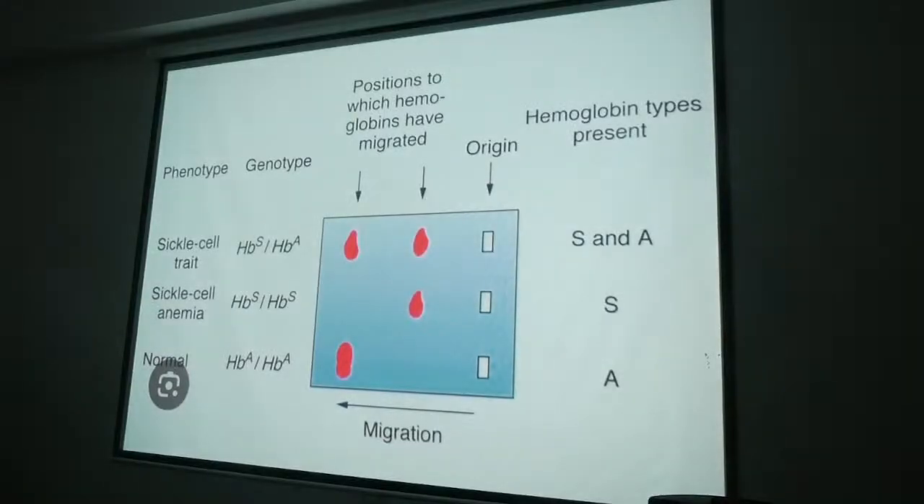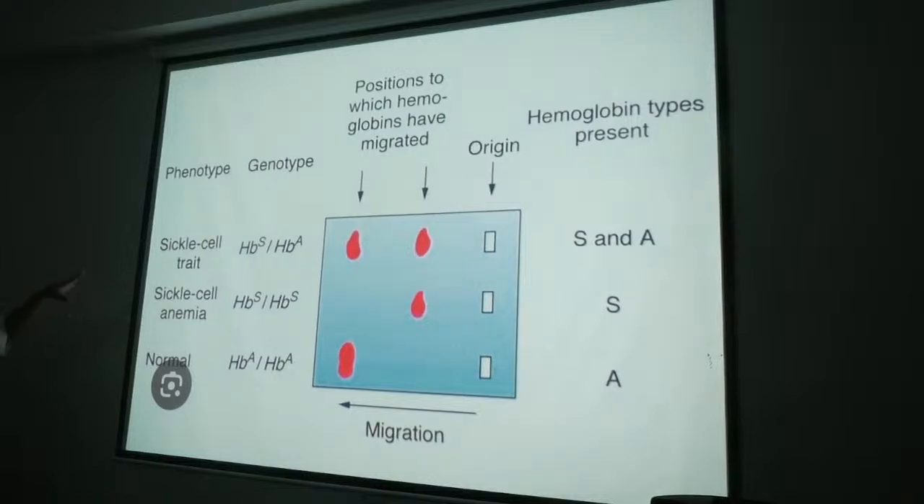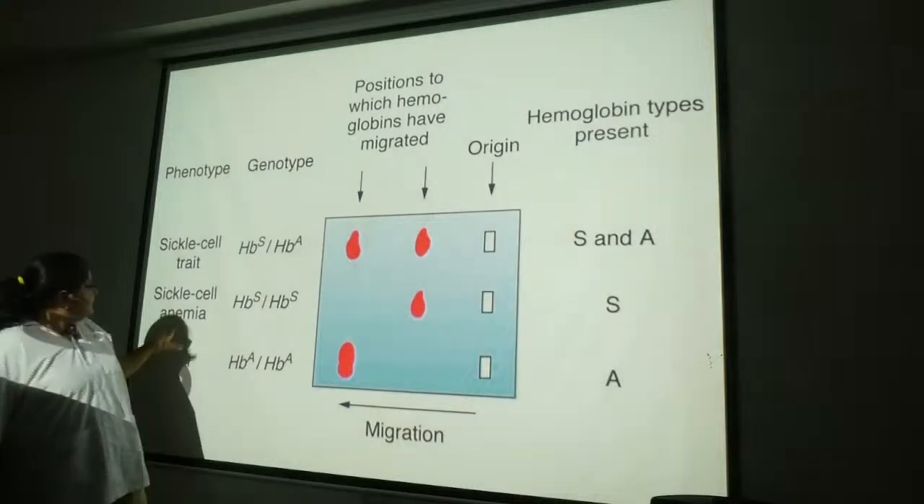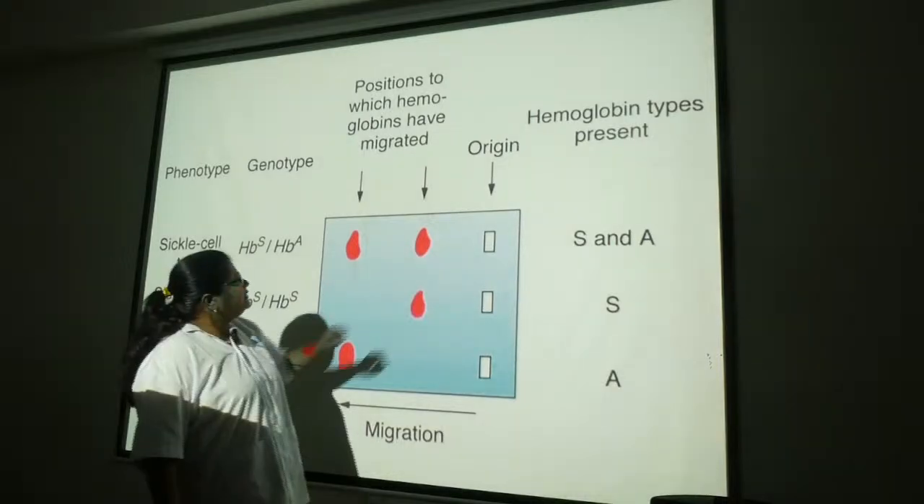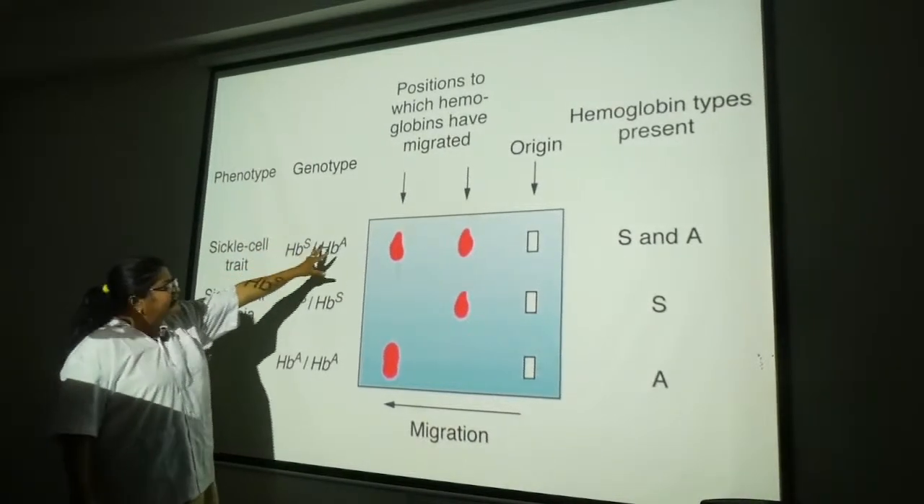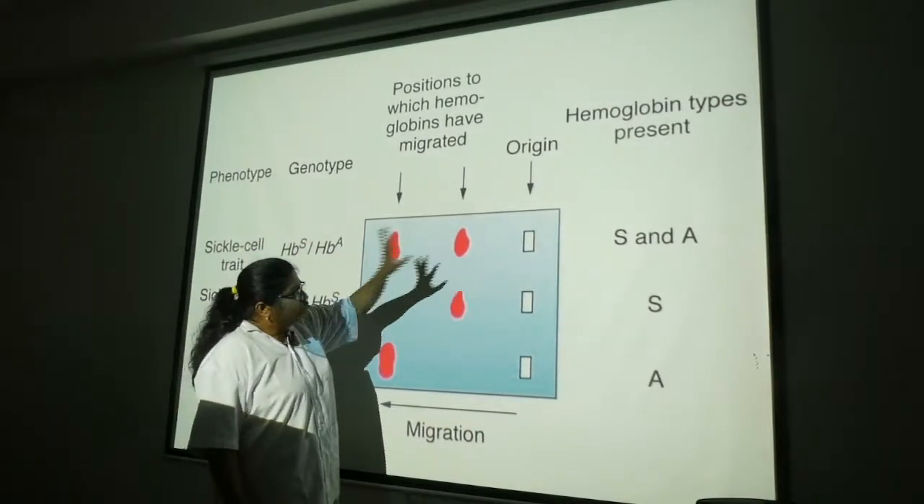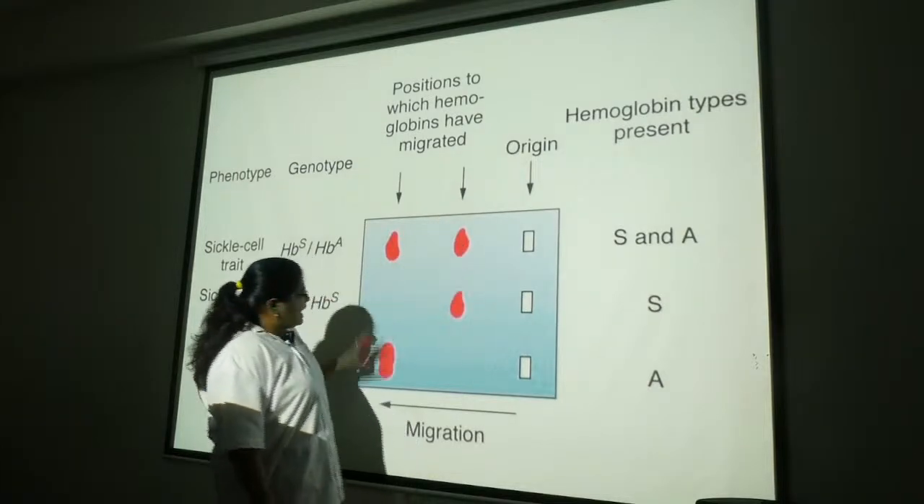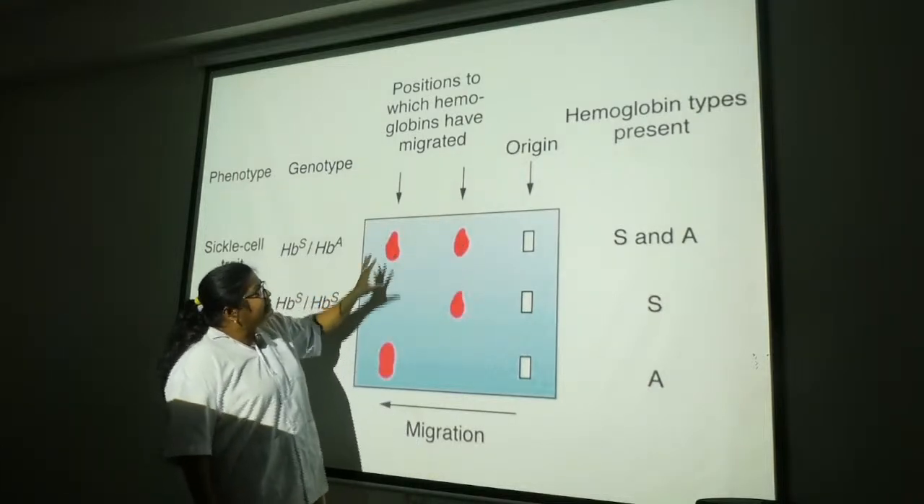This is another picture showing sickle cell anemia, sickle cell trait and normal hemoglobin electrophoresis. This is the site of origin. In a normal person, there is only the A variant. In sickle cell anemia, there will be only the S band, and in sickle cell trait, there is S and HbA. So two bands are there, one at the position of S and one at the position of A.